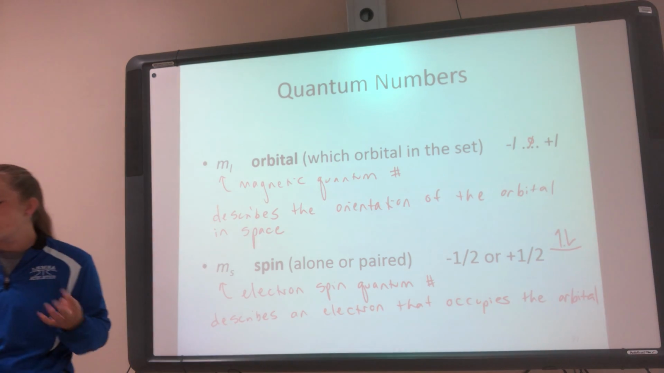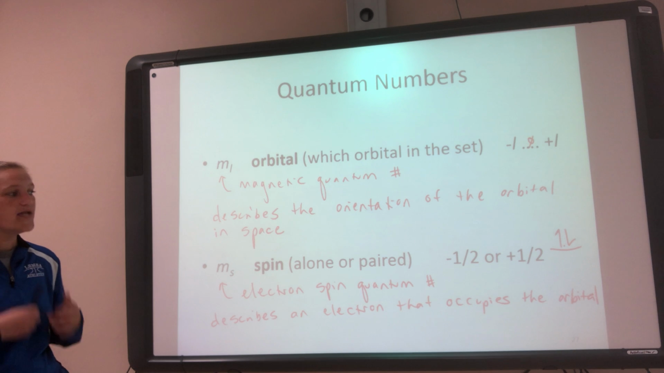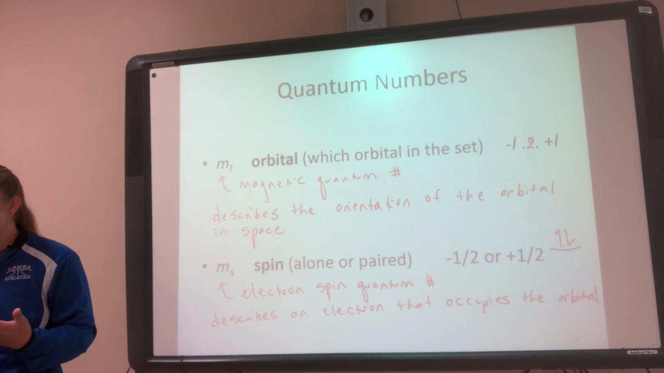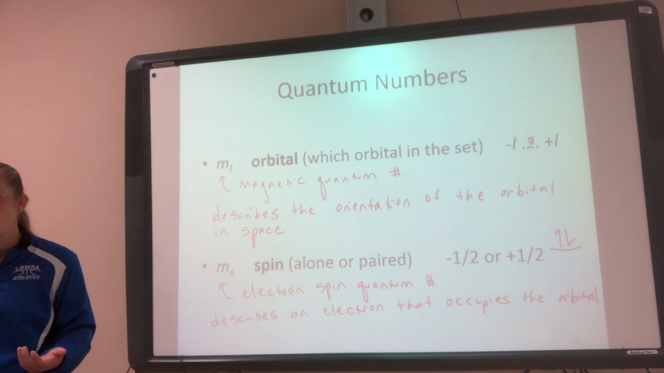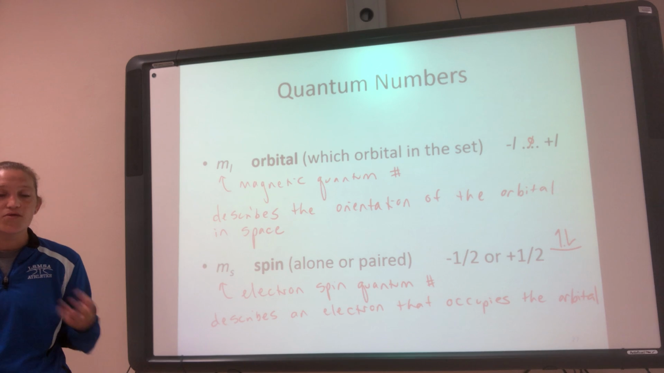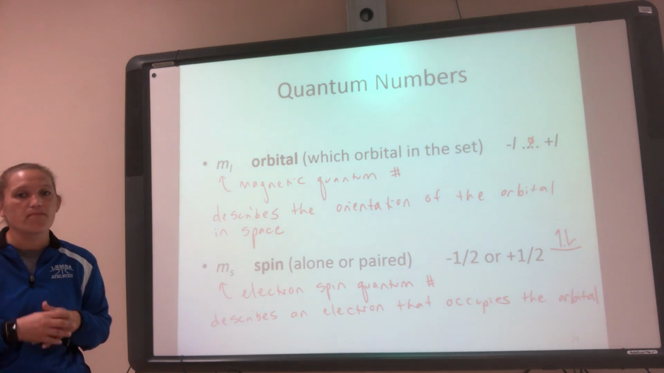All right, so those are my 4 quantum numbers. In the next lecture, we're going to talk about how I figure out what those quantum numbers are. Some of them we can figure out by just looking at the periodic table and looking at which element we're talking about.